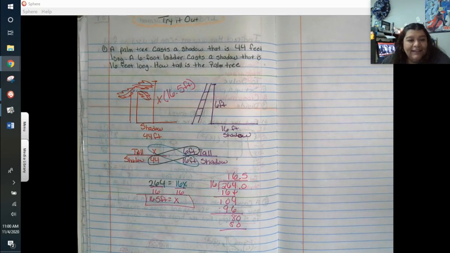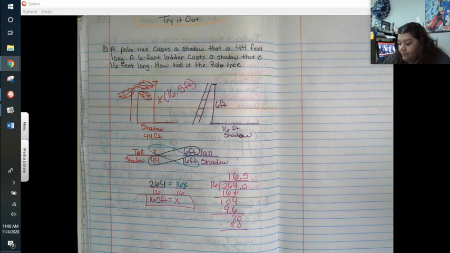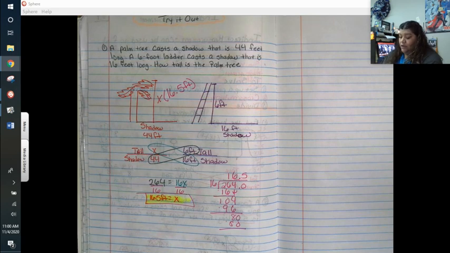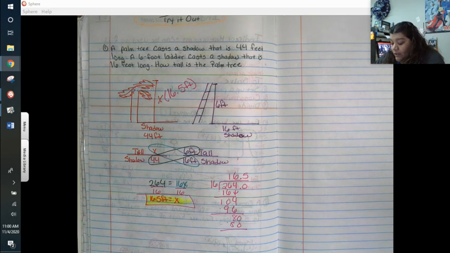There you go. How'd you do? Did you get that one right? 16.5. Good. Okay. If not, go ahead and do as much as you can on the Google form.